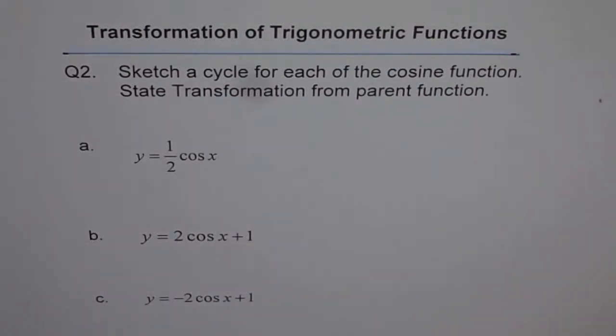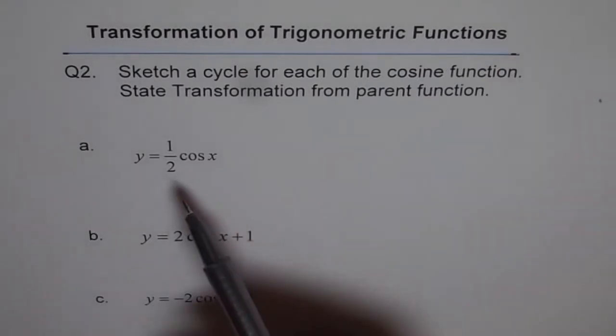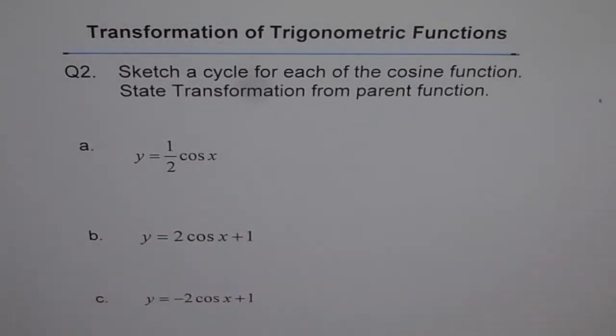Now, as I said in the first video, which was on sine function, this one is on cosine function. Very similar graphs, but shifted by 90 degrees, correct? That is the difference between sine and cosine. Just shift by 90 degrees and you get cosine function, correct?